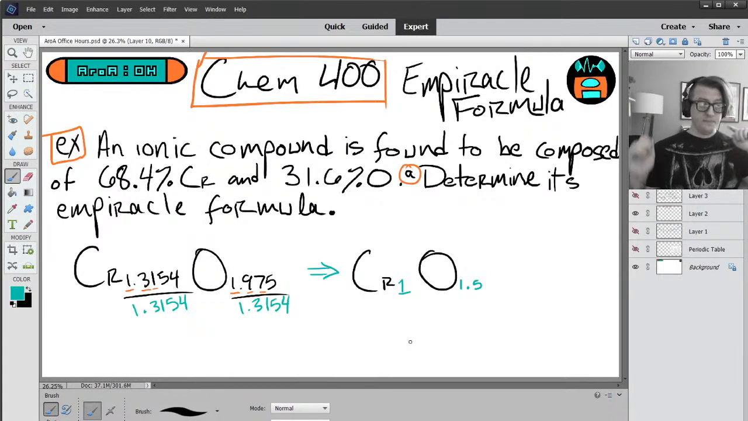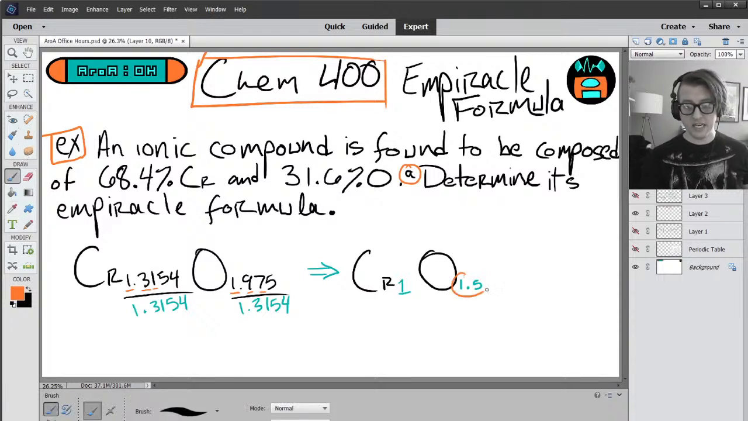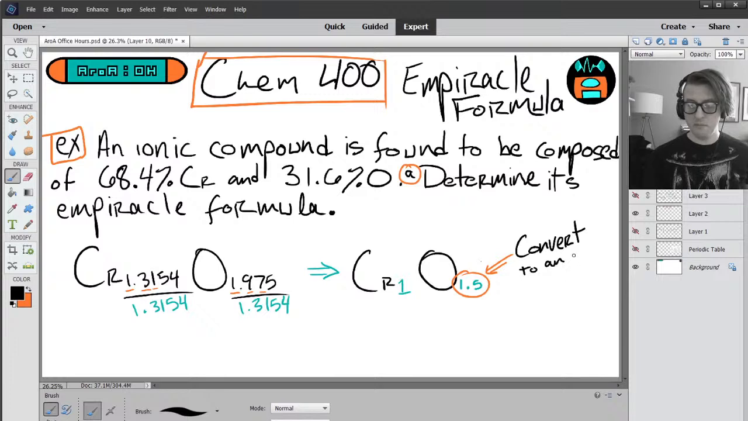Now, we know our ratio is 1 to 1.5. The problem is you are never allowed to have a decimal or a fraction as a subscript in an empirical or molecular formula. So what we've got to do here is convert this to an improper fraction.